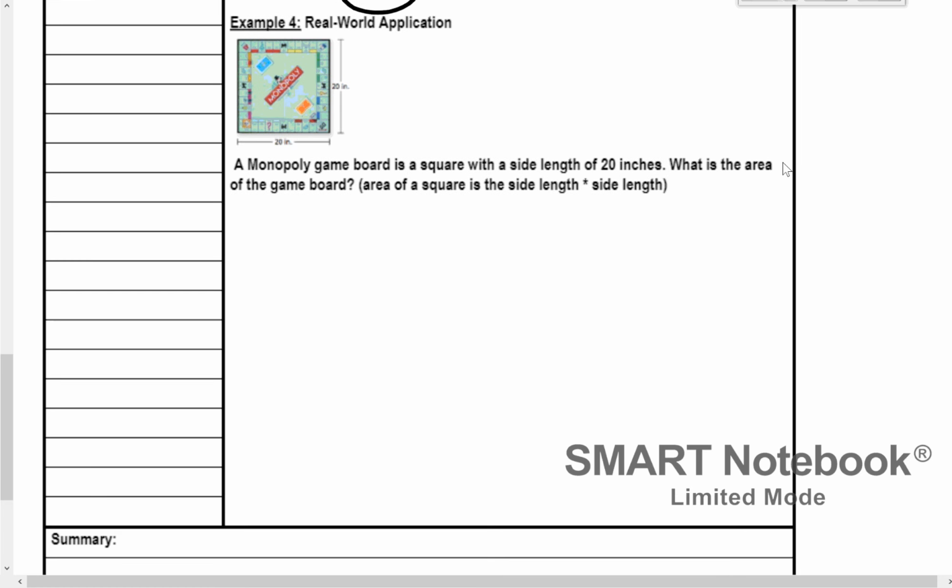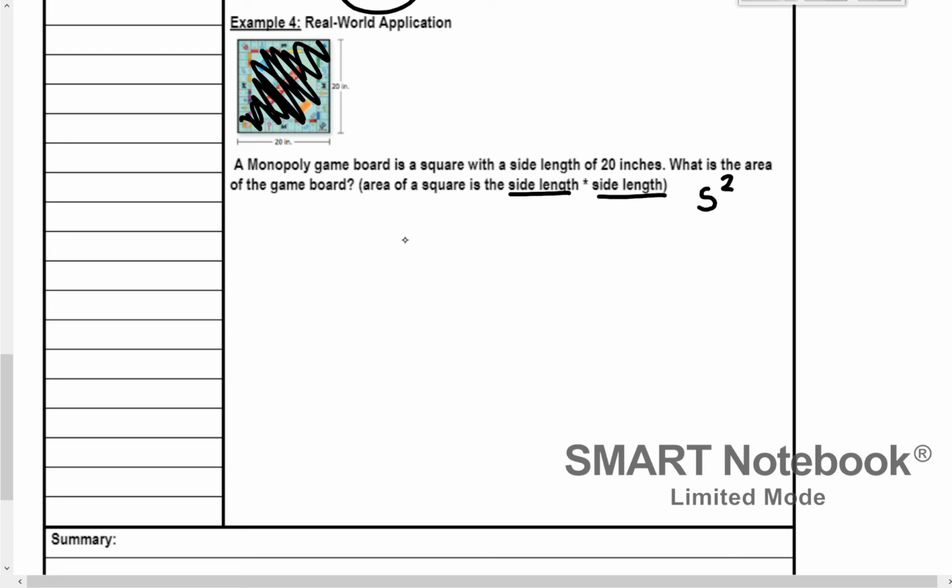Just one last word problem, and then we are going to get moving on to practicing. A Monopoly game board is a square. So it's a square, meaning that all the side lengths are the same. And the side length is 20 inches. We want to know what is the area. Remember, area of a game board is what's inside, the space inside. What is the area of the game board? Remember, to find the area of a square, it's a side length times a side length, or the side length squared, because it's a side length times itself 2 times.